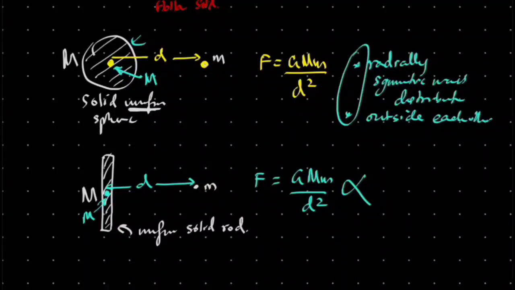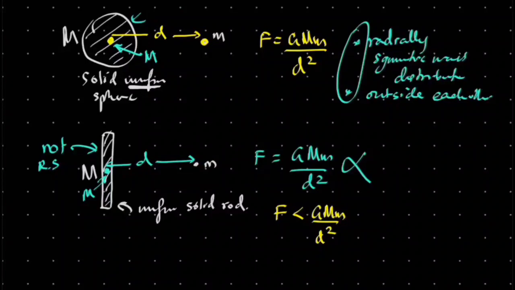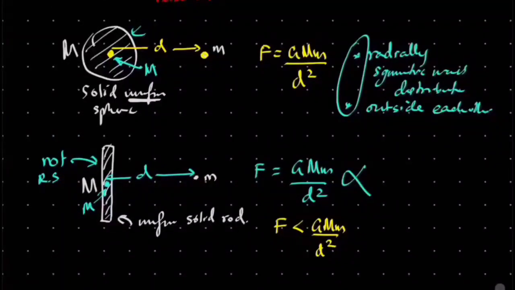When the mass distribution is not radially symmetric, as in this case, this equation doesn't work. The correct version is that F is actually less than G M m over d squared. To be definite, it is actually less than G M m over d squared. Let's talk about that in a different video, some other day. You can think about how to arrive at this answer. So that's it for this question.